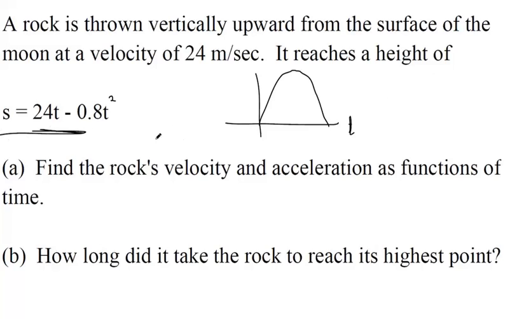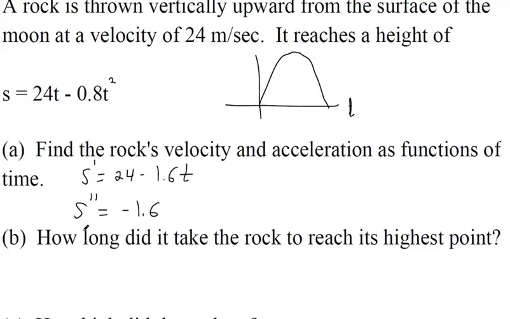And there's our function that models that height. We're supposed to find the rock's velocity and acceleration as functions of time. That just means the first and second derivative. So with the power rule, the 1 comes down and multiplies, the 2 comes down and multiplies. So there's the derivative, so there's a graph of its velocity. The second derivative is going to be negative 1.6. This is the function of the acceleration. The acceleration is constant.